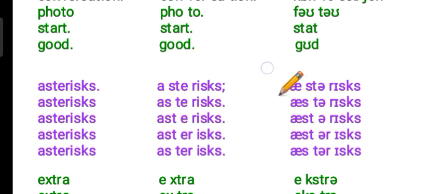So we have only 2 possible divisions into beats of this single word asterisks. And now it is very difficult to decide which of these two is correct. We can take it for granted and consider both of them to be correct.